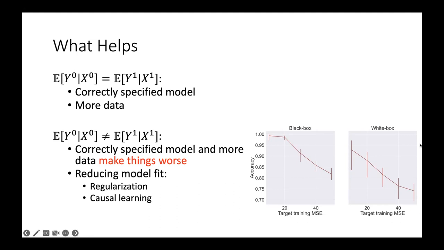In the case where the conditional expectations differ, we are in the exact opposite situation. As we see here in the experiments that we've performed for this case, the worse the model fits the data, the worse distribution inference attacks work. So this means that if we want to defend against distribution inference attacks, we have to reduce our model fit, which is usually not what ML engineers want. What do we do with this?